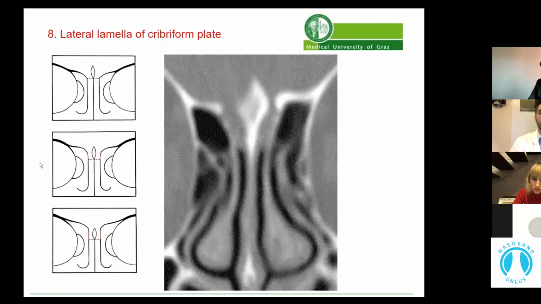Important, the lateral lamella of the cribriform plate. The extension of the cribriform plate, the Keros classification, is important because the lower it comes, the more the skull base comes down. So the longer the lateral lamella of the cribriform plate is, the higher the danger that you hurt the skull base on your way up to the frontal sinus. So this is a classical area where the skull base can be damaged coincidentally during a surgical procedure.